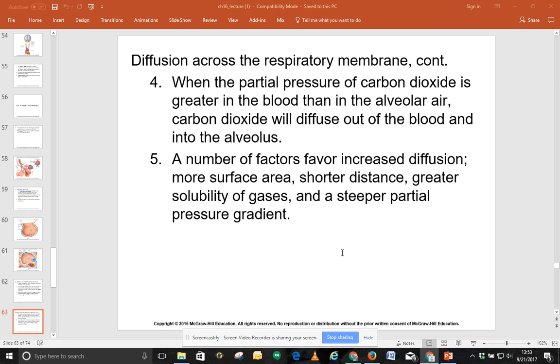A number of factors favor increased diffusion. If you have more surface area of the alveoli, then you have more area for this diffusion to occur.